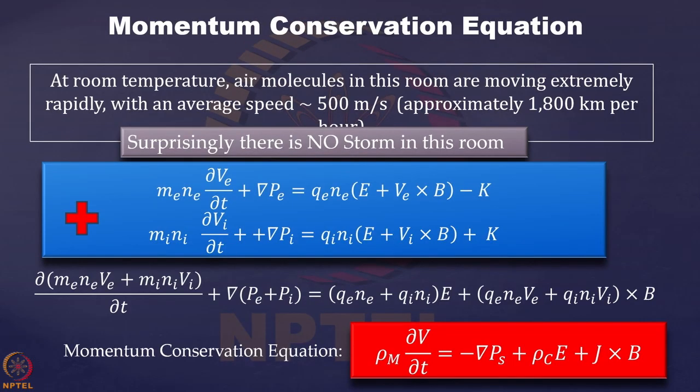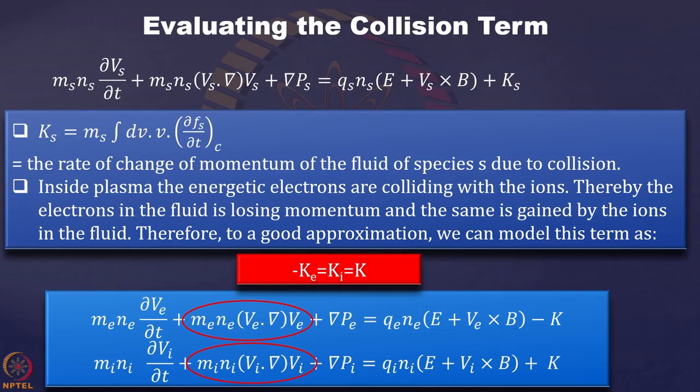You know that an aeroplane typically moves at a speed of say 800 kilometer per hour, but these molecules are moving at a speed of 1800 kilometer per hour. But compared to that, if you take the velocity of the air in this room, that is really negligible. So for some approximation, we can remove the terms which are circled in red.